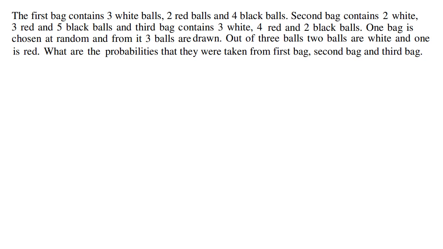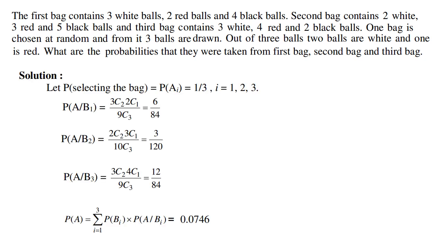So here we are going to use the concept of Bayes' theorem. So let P, that is the selecting the bag, P of Bi is equal to 1 by 3, where i is equal to 1, 2 and 3 because they have given 3 bags. Then P of A by B1 is going to be 3C2, 2C1 divided by 9C3 because totally there are 9 balls, and out of that we have to choose only 3 balls. Out of 3 balls, 2 should be white and 1 should be red. That's why in denominator we have mentioned it as 9C3.